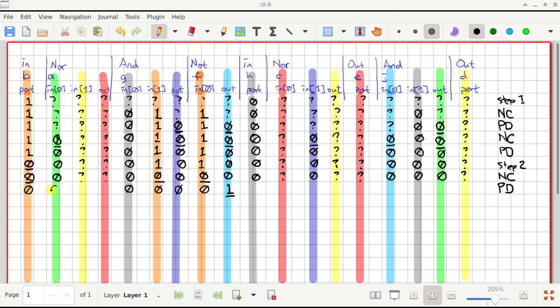So we have 0, 0, question mark, 0, question mark, 0, question mark, question mark, 0, 0, 0, question mark. There we go. So now we are getting back to NC.